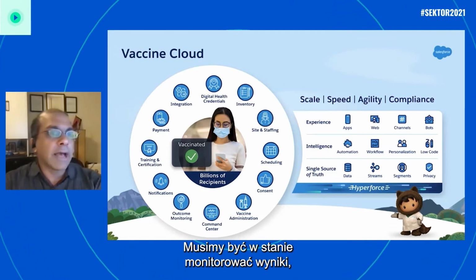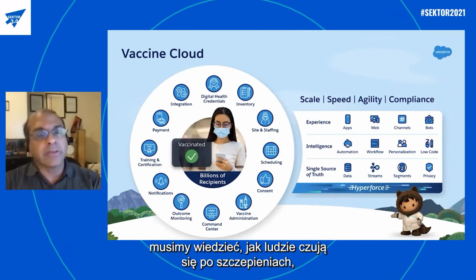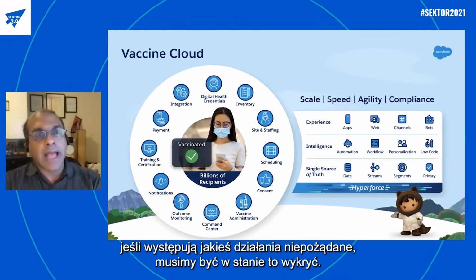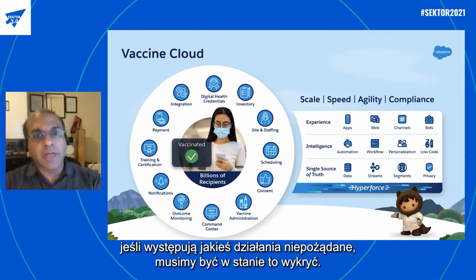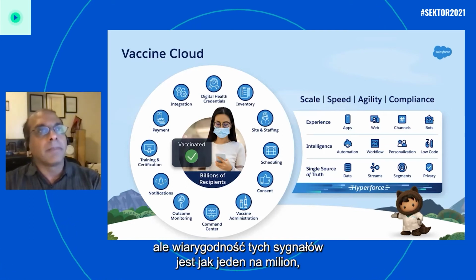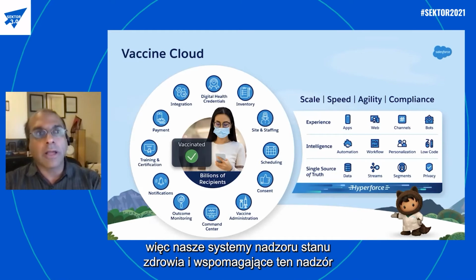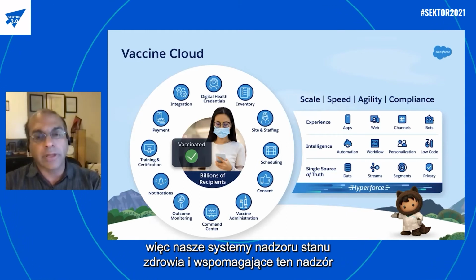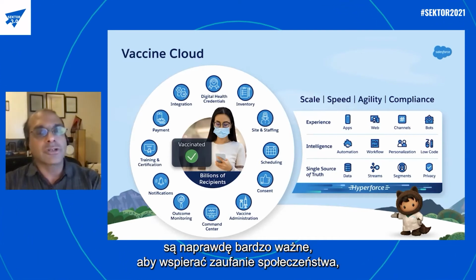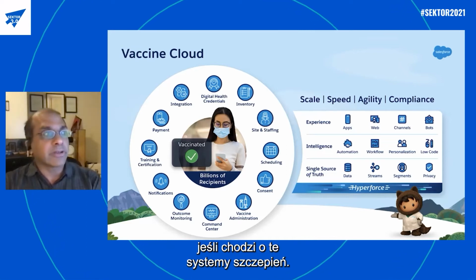And we need to be able to do outcome monitoring. We need to know how people are doing with these vaccines. If there are any adverse reactions, we need to be able to detect that. And of course, in recent days, this has been in the news somewhat, but the fidelity of those signals is like 1 in a million. So our health surveillance systems and supporting health surveillance is really, really important to make sure that we are ensuring public trust in these vaccine systems.